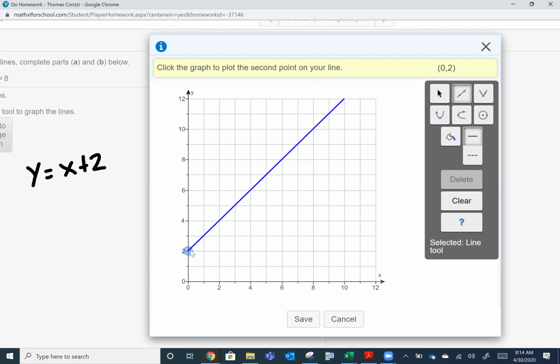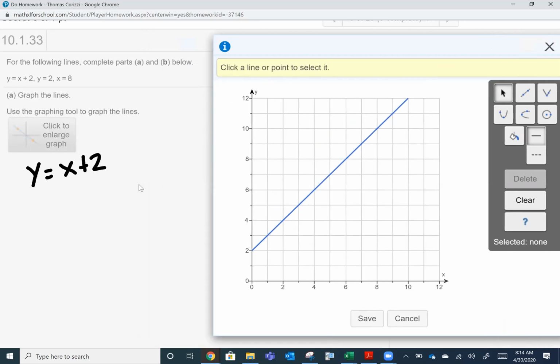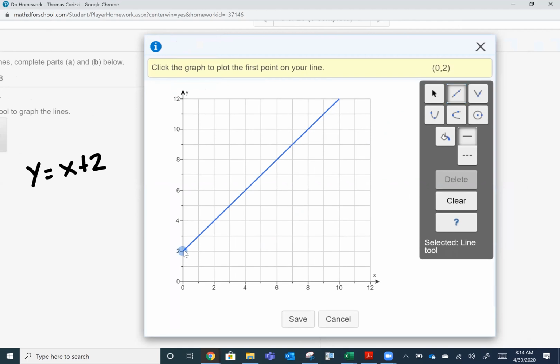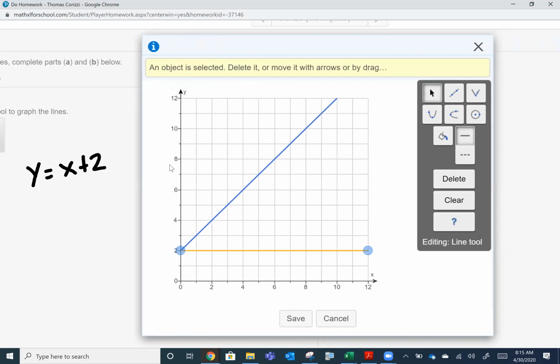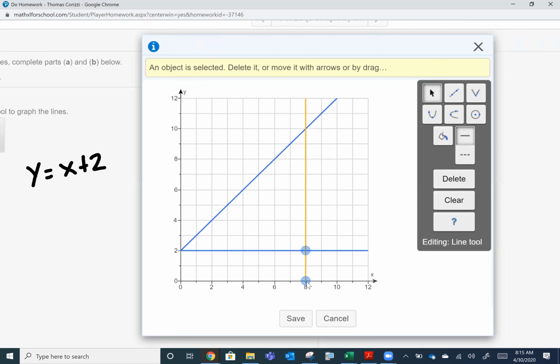Doesn't matter how many times you do it. You can just do it the one time. I'm going to rise up, go over 1, plot the point, and there's the line y equals x plus 2. Then I need to do the line y equals 2, which is a horizontal line where y is 2. So here's the line y equals 2. And then lastly, they want me to do the line x equals 8. So I'm going to graph a vertical line where my x value is 8. And lo and behold, I get a triangle.